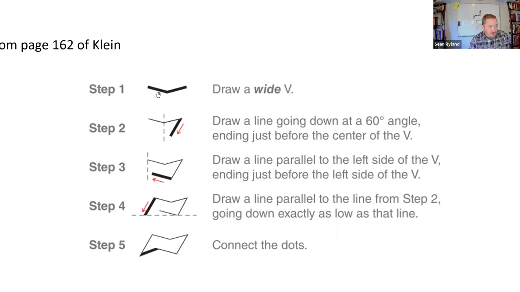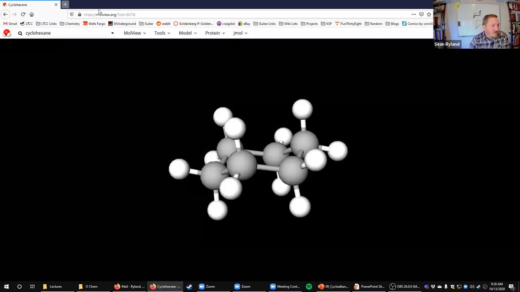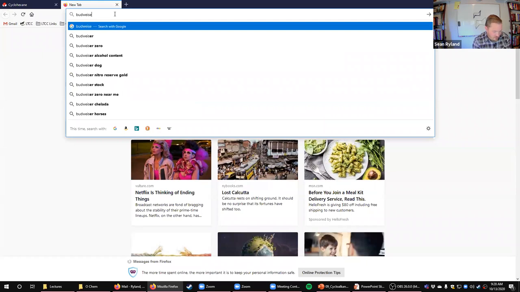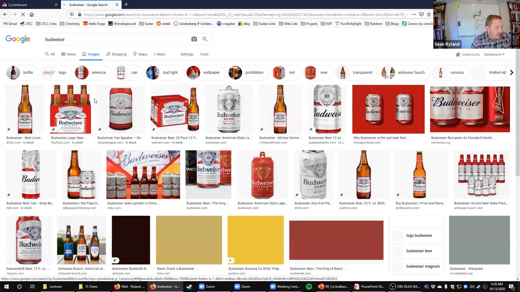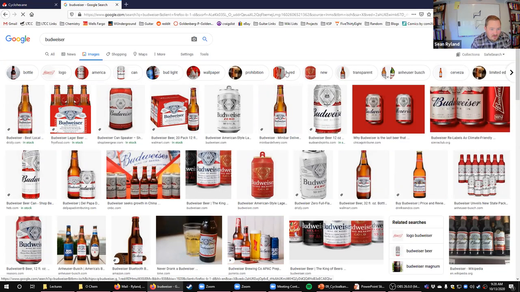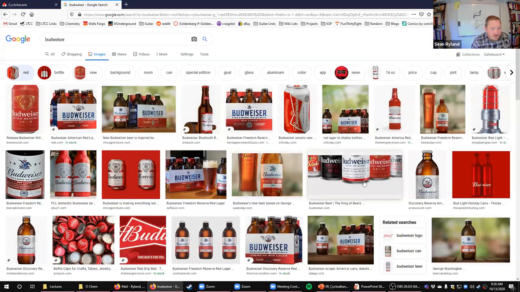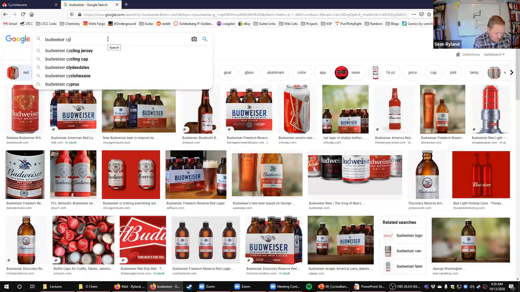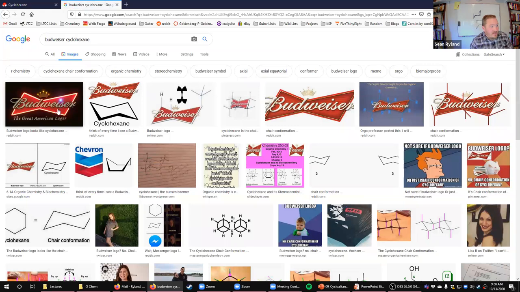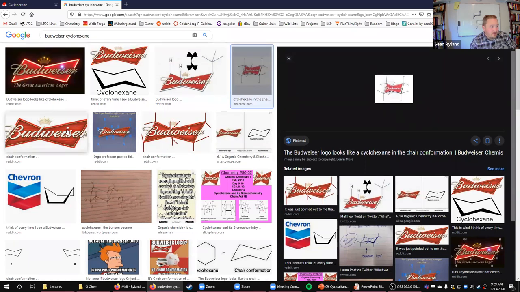Or if you want to do it this process, that works too. They're starting somewhere else. And it's also kind of interesting. Let me see if I can find the Budweiser logo. There's one, that logo there. That logo, the one that looks like a bow tie, is a cyclohexane. Once you see it, you can't unsee it. That is a cyclohexane. So you can always draw it like a weird bow tie, like a Budweiser logo, and visualize it that way too.